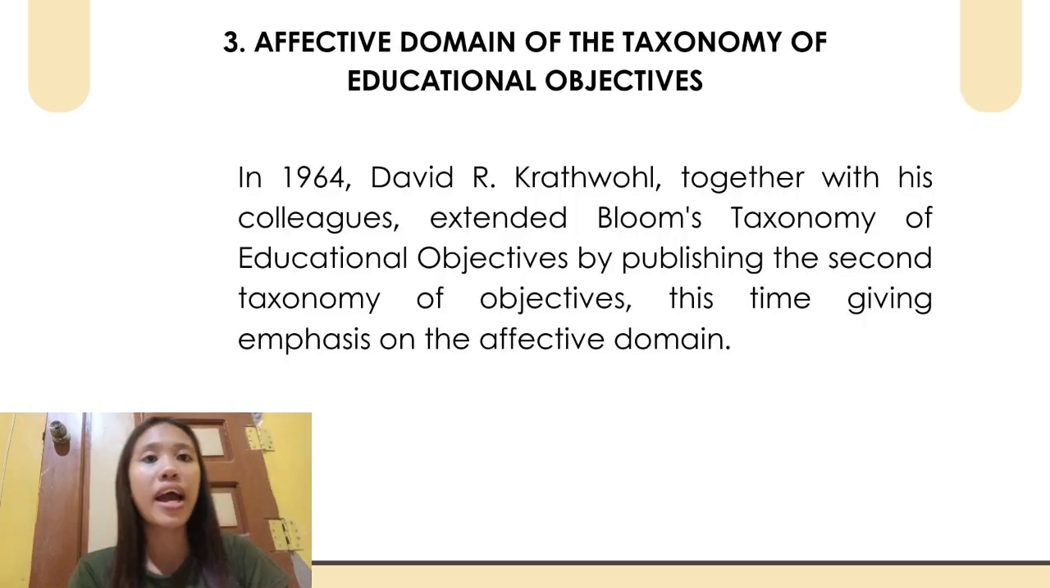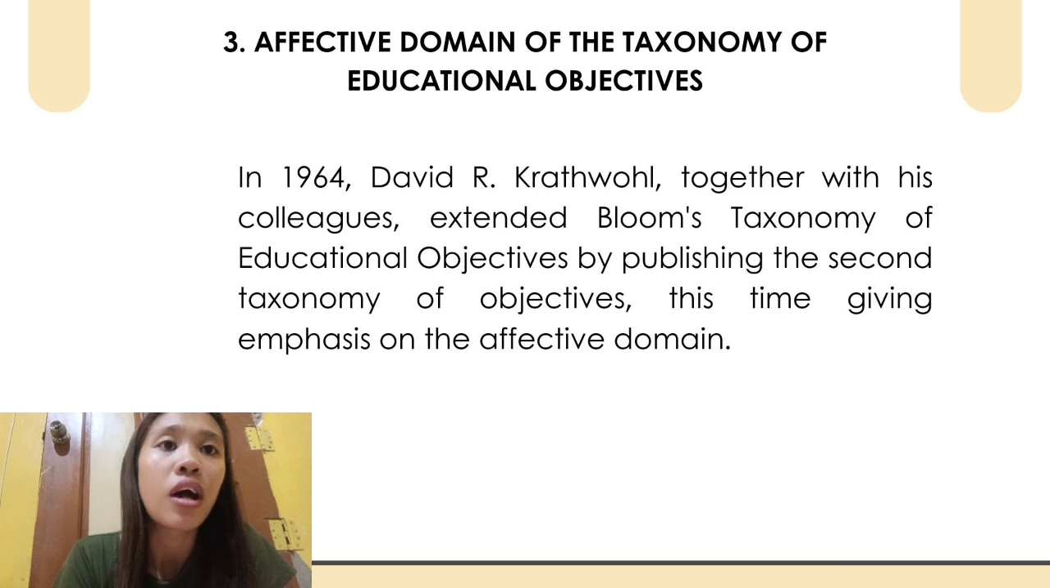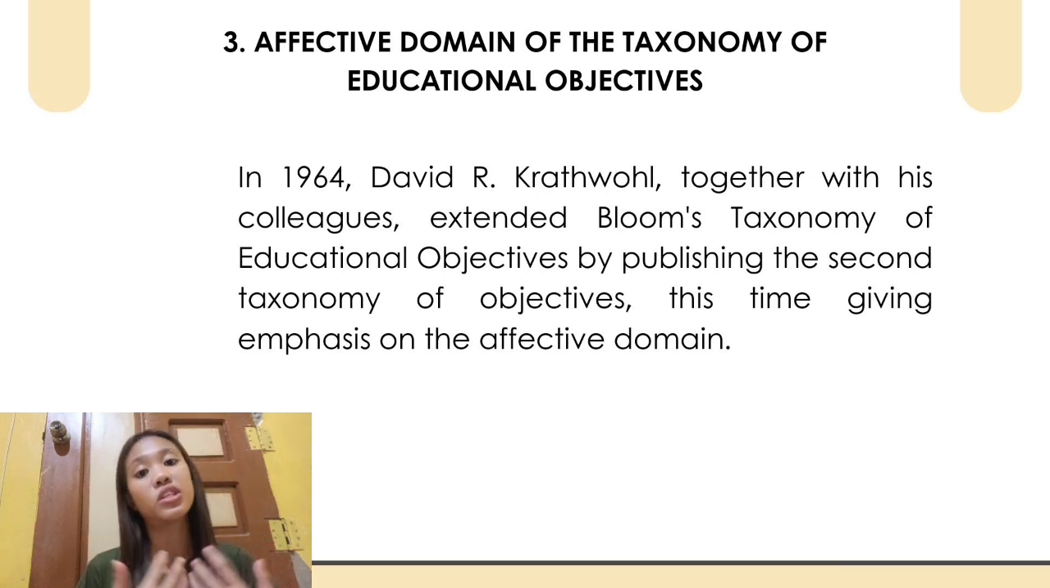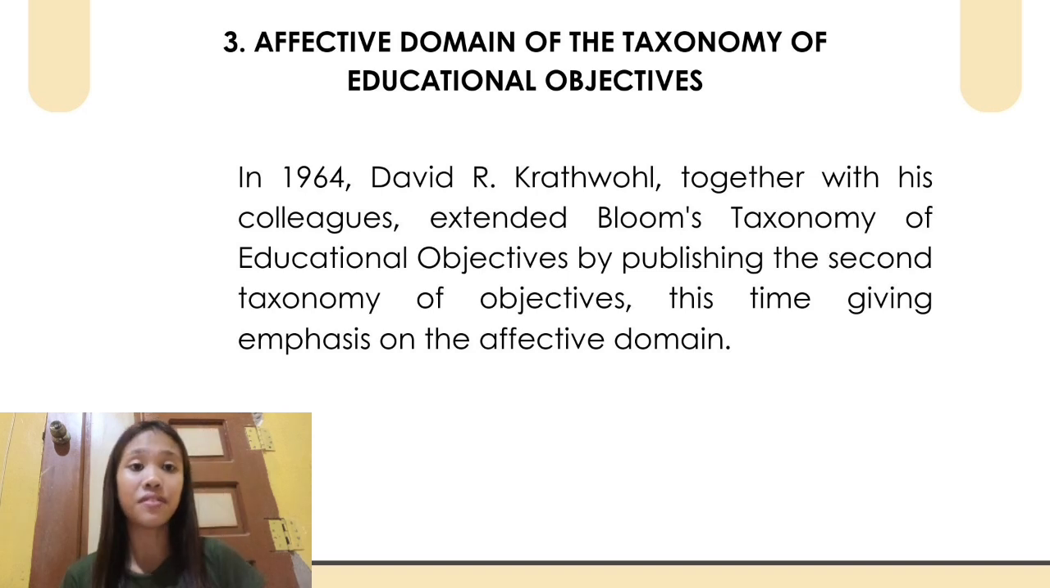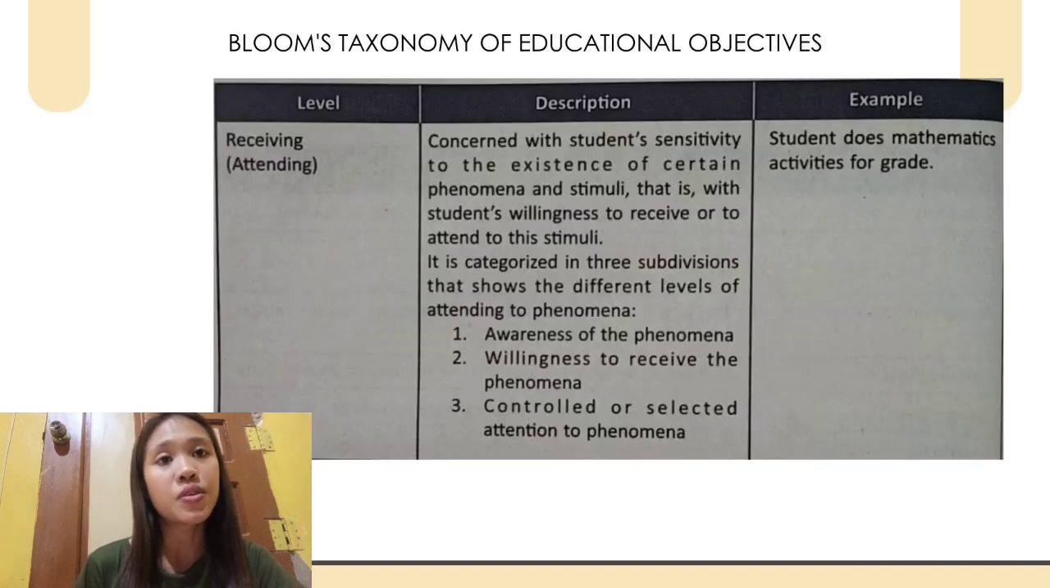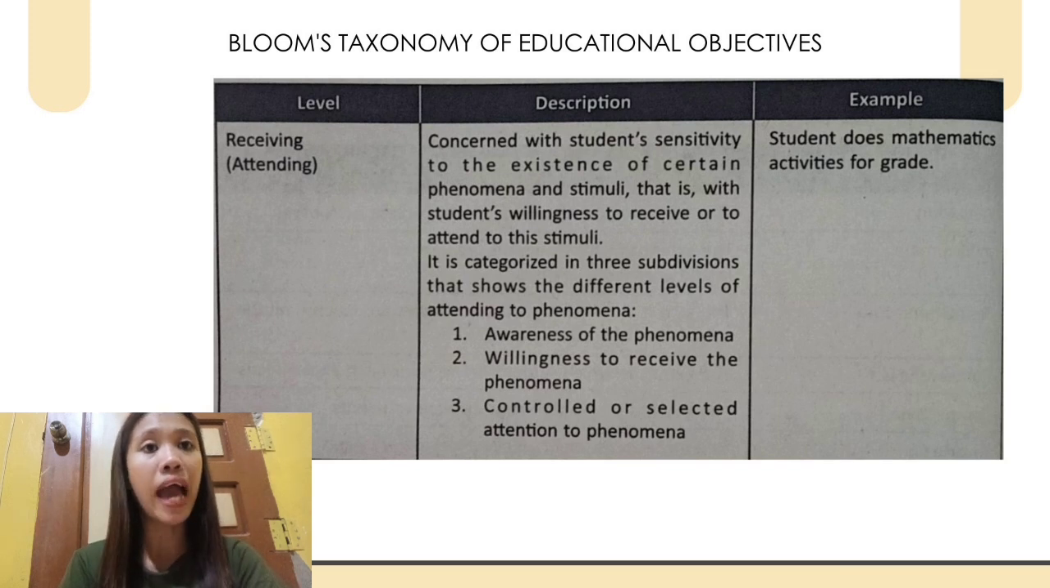The last one, we have the affective domain in the taxonomy of educational objectives. In 1964, David R. Krathwohl, together with his colleagues, extended Bloom's taxonomy of educational objectives by publishing the second taxonomy of objectives, this time giving emphasis to the affective domain. So here is the Bloom taxonomy of educational objectives. We have five levels here.